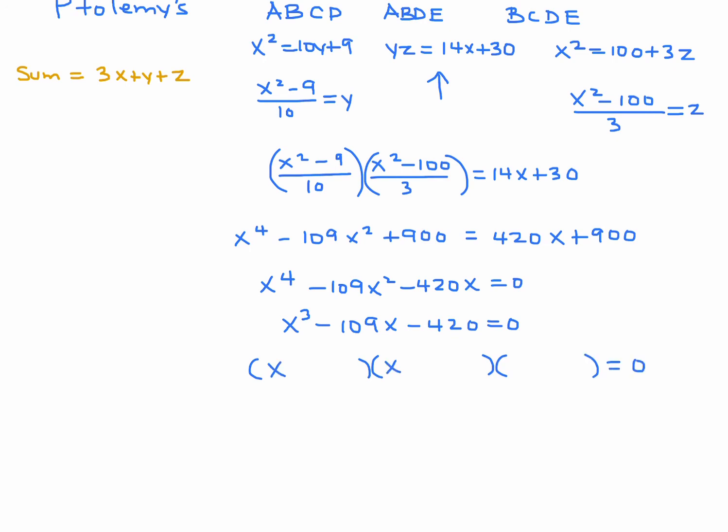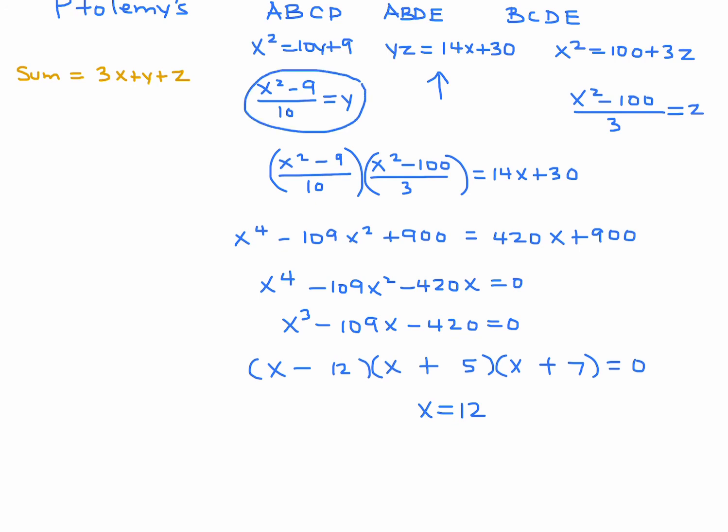x, and 12, 5, and 7. 12, 5, and 7. And that's going to be negative, positive, positive. So obviously, since x represents a distance, it can only be 12. That's the only possible value.